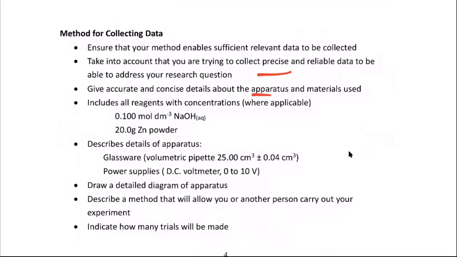You want to be specific. If you're using specific equipment, you need to tell me what size beakers are you using, what size flasks, what size graduated cylinders or burettes, are you using hot plates, Bunsen burners, and what sizes are they?